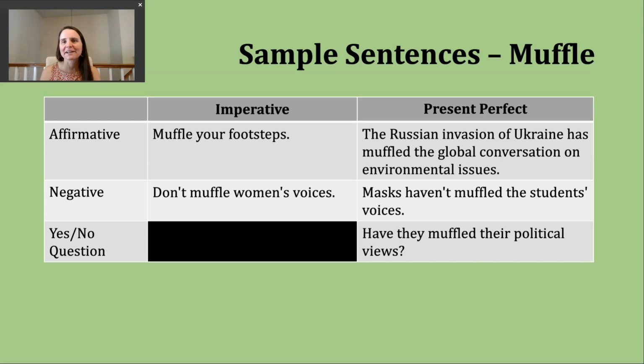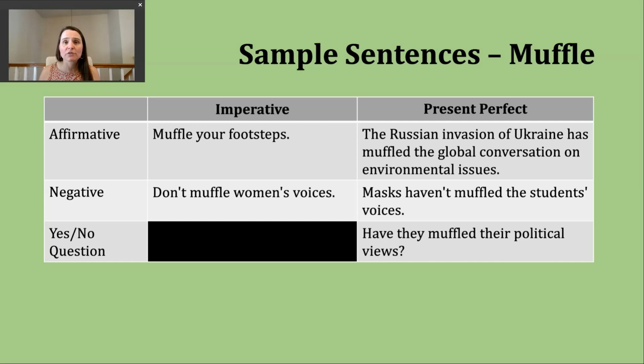Now let's take a look at the present perfect. We use this verb tense to either talk about an action that started in the past and continues into the present, or we might use it to describe something that happened in the past, but it occurred at an unknown time or an indefinite point in the past.